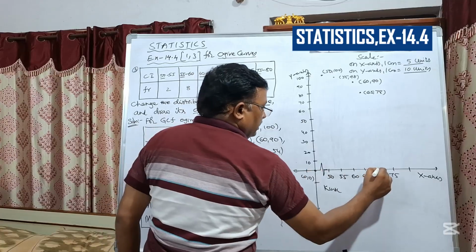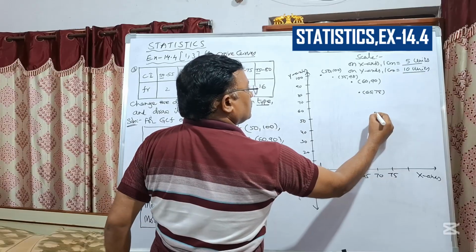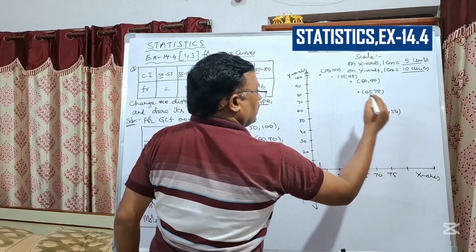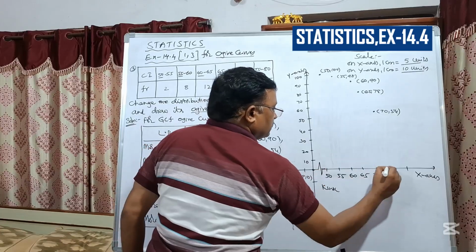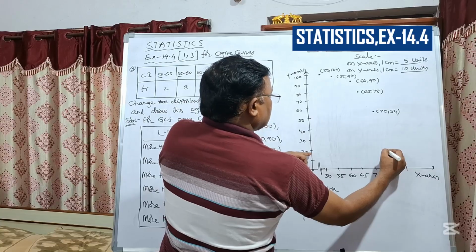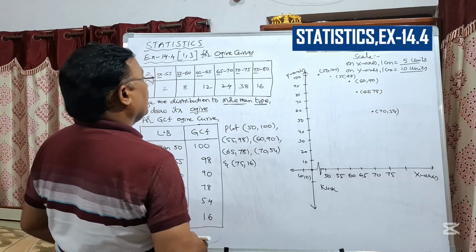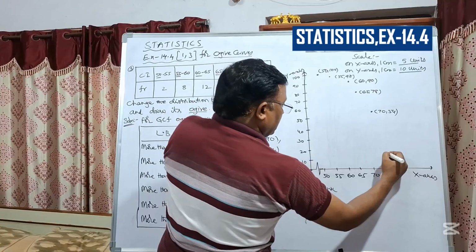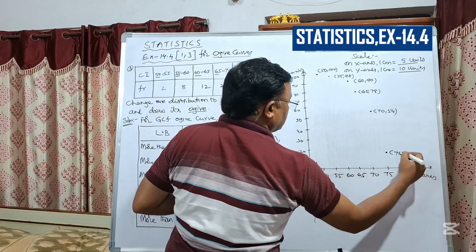Ordered pair 70 comma 54. 50 is here. Above that, the fourth thin line. This is the ordered pair point 70 comma 54. Last one, ordered pair 75 comma 16. 16 means under this 20. Okay? Right. This is the ordered pair 75 comma 16.